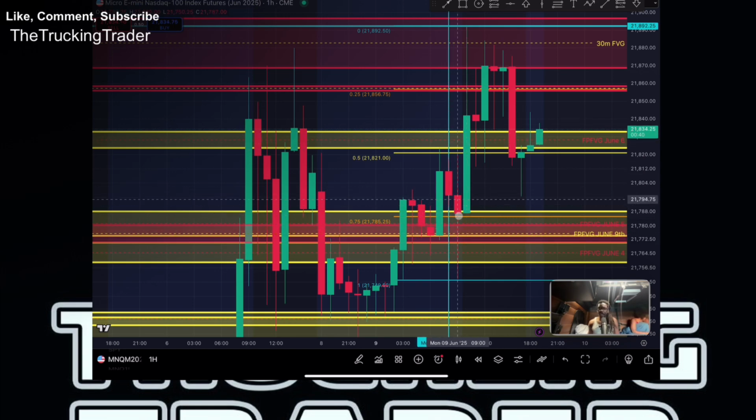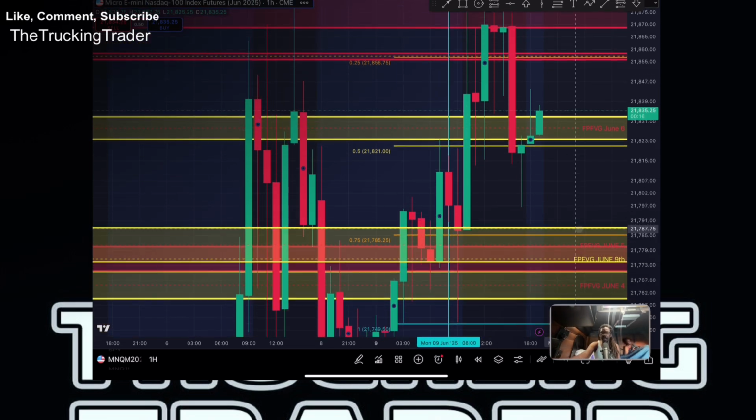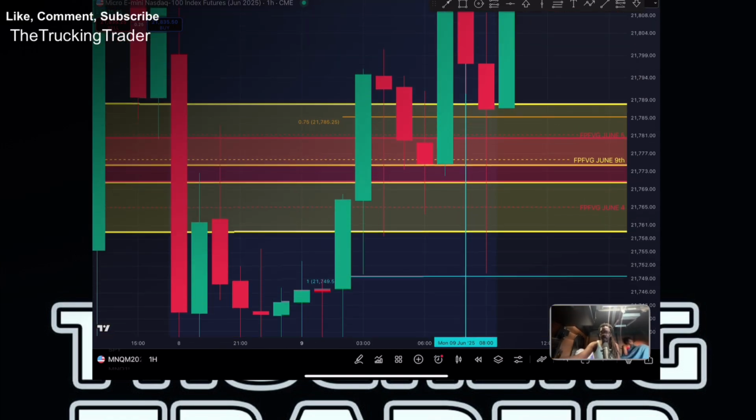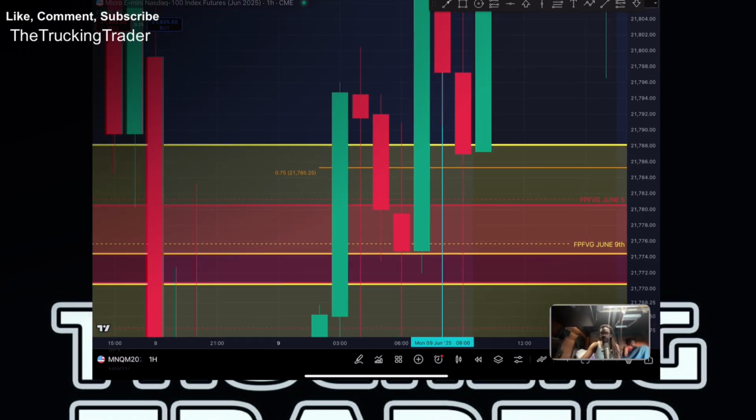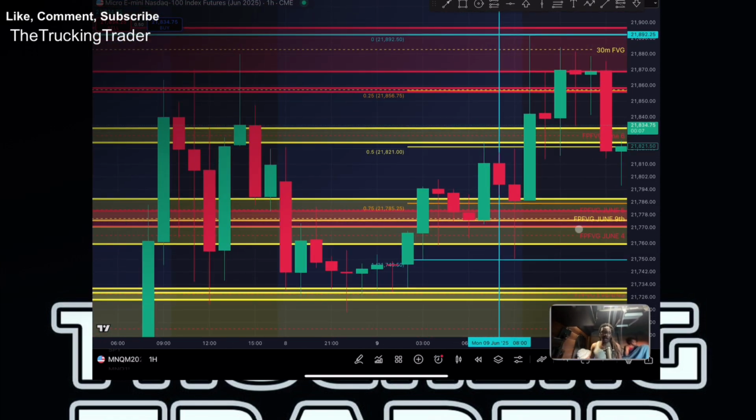I started off looking at this order block right here. This is what I first started to look at when the market was open. It was these 3 red candles that make an order block, right? So let me zoom in on this right here. All right, and then I want to zoom right back out real fast.